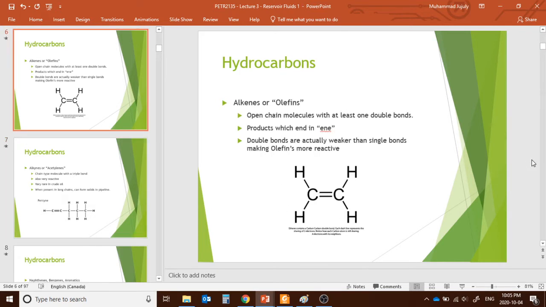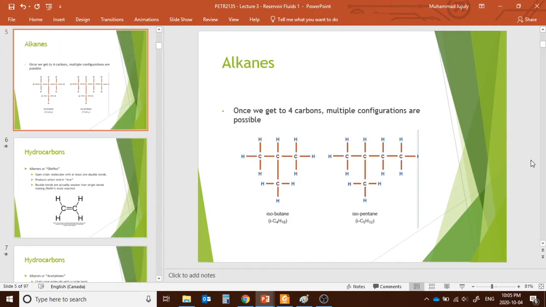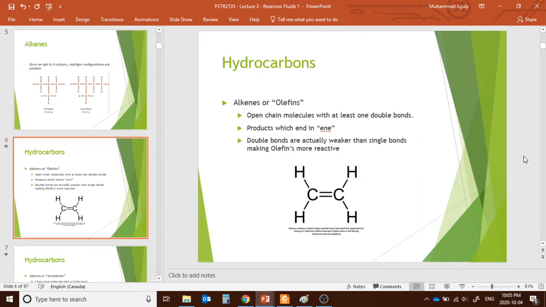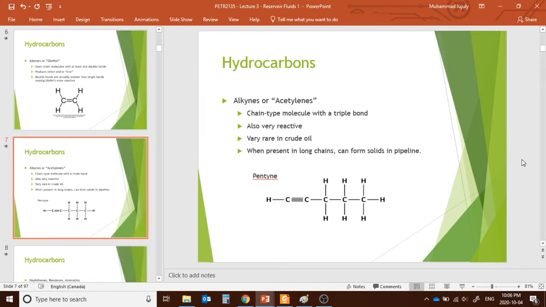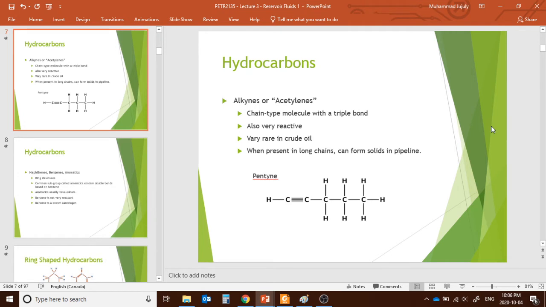Now in the reservoir condition, as it is at very high pressure and high temperature, the percentage of alkenes is very low, because most alkenes cannot stay at that high pressure and temperature, so they convert to alkanes. The likelihood of the presence of alkynes in a reservoir is very low. And there's the problem with alkynes, because if present in long chains, they can form solids in the pipeline, so we always need to avoid that.